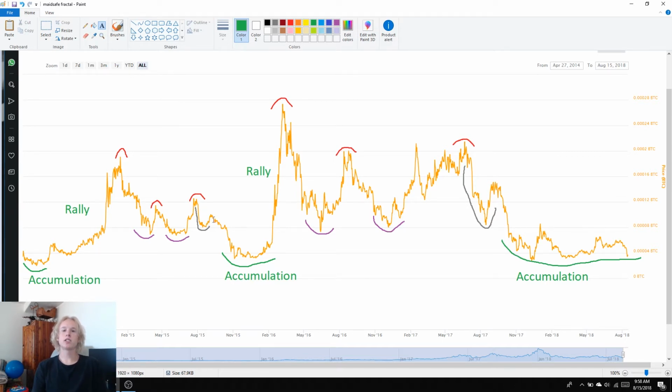However, look how symmetrical they are to each other. You can tell what is going to happen based off the previous pattern. If you're watching this, you know that we were about to go into a strong sell-off, and then we go back into accumulation. And what happened? We sold off, and then we went into accumulation. So this is just an example of a fractal that's playing out.